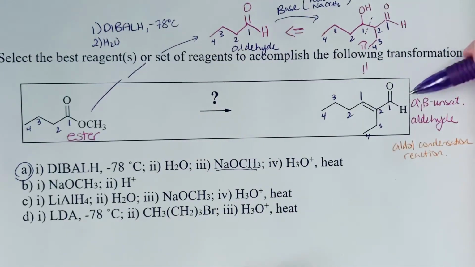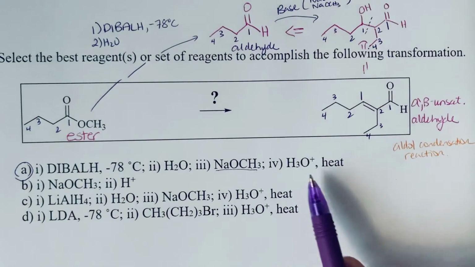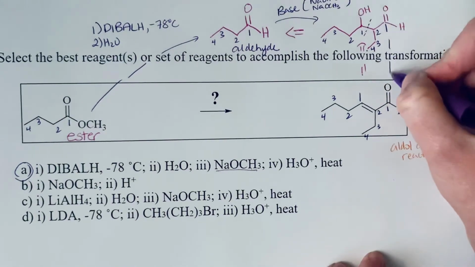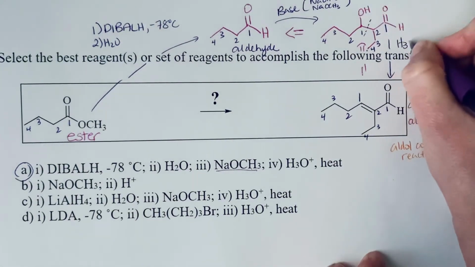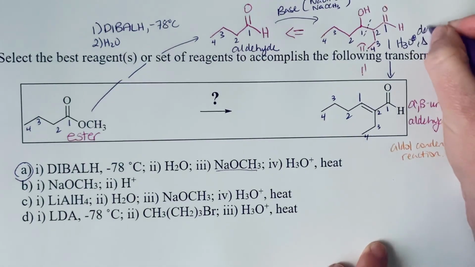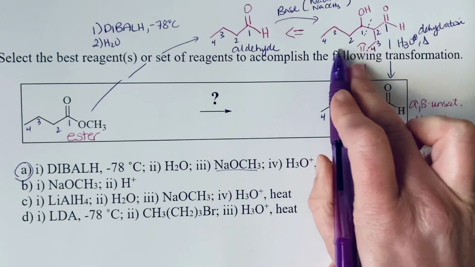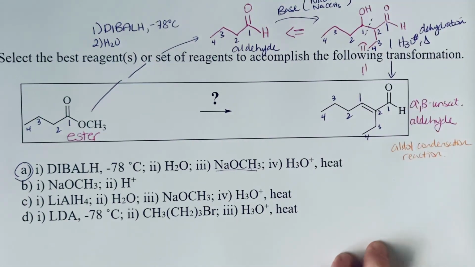And then to get this condensation, you can either just start heating it in this basic solution, or a lot of times we'll show acid and heat to do that dehydration. So a little bit of acid and heat will cause the dehydration to take place. And that converts from your aldol addition product to your aldol condensation product.